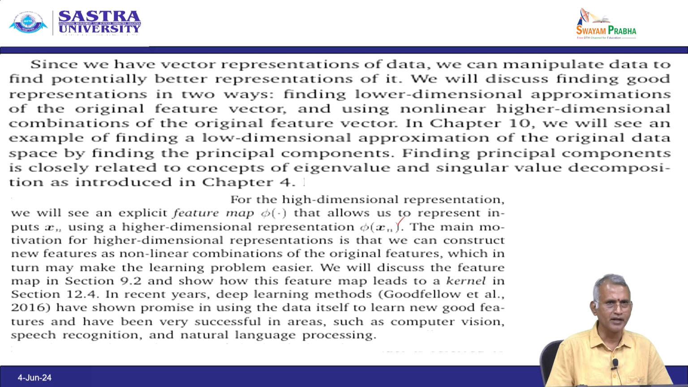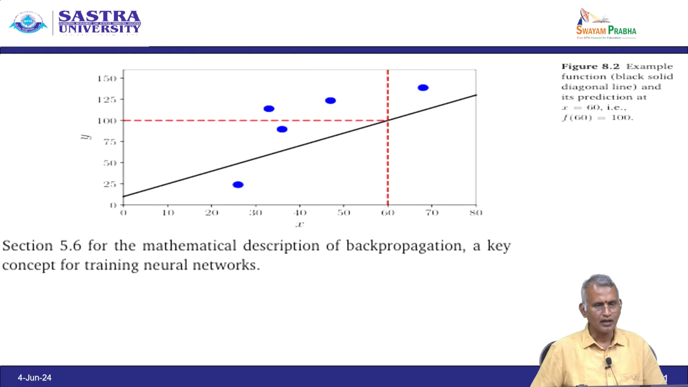In recent years, deep learning methods have shown promise in using the data itself to learn new good features, and have been very successful in areas such as computer vision, speech recognition and natural language processing. We are omitting these ideas, and only the areas above are covered. And the example of the function, the black solid diagonal, and its prediction at x equal to 60, that is f of 60 equal to 100, will come. This is the mathematical description of backpropagation, a key concept for training neural networks.